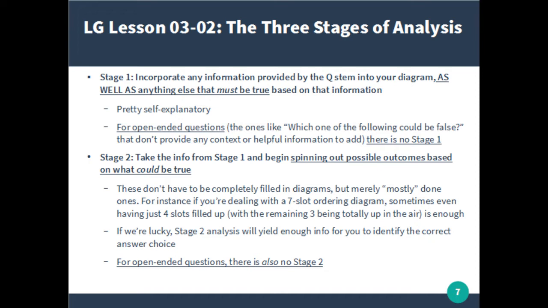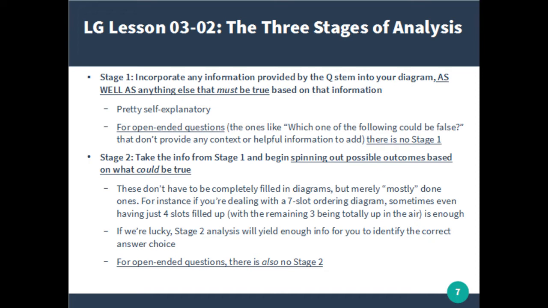Now, as for the ideal results from stage 2, they don't have to be completely filled in diagrams. That's actually relatively rare. That's, as I say later on, if we're lucky, stage 2 gives you a complete diagram that gets you all the way to the finish line in terms of an answer choice. For the most part, we will be dealing with partially completed diagrams from stage 2. That means that if you're dealing with a 7-slot diagram, maybe you've only got 4 of them filled in by the time you're done with stage 2. That's usually more than enough. That's usually good enough. Having the remaining 3 totally up in the air, that's fine. That's where we plug in answer choices and do stage 3 stuff.